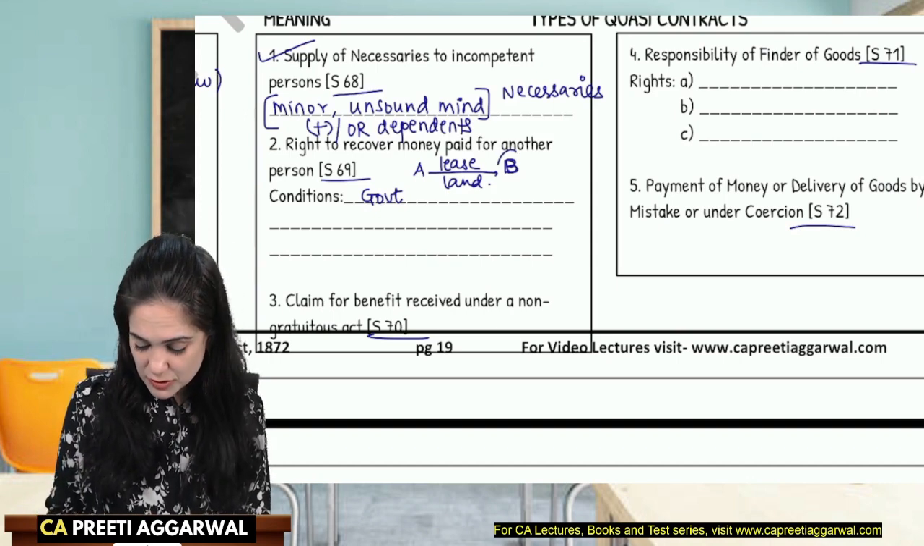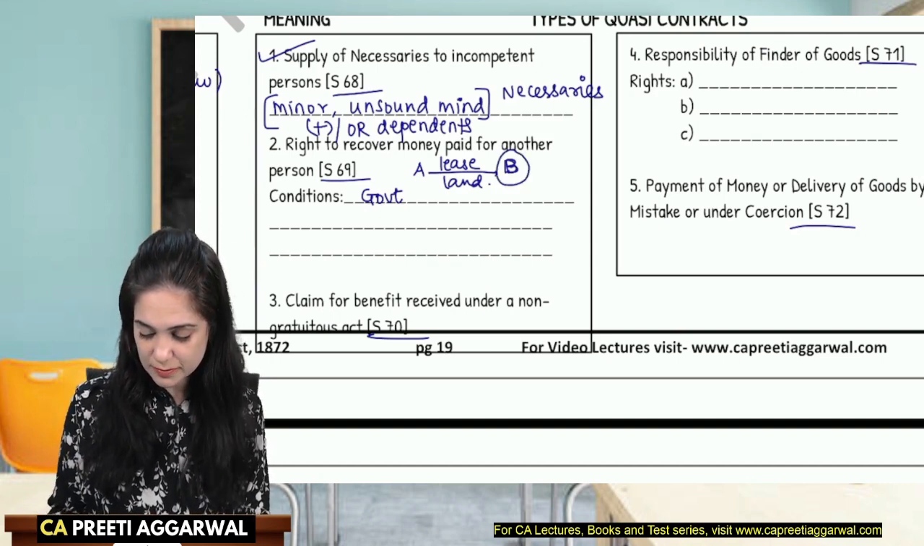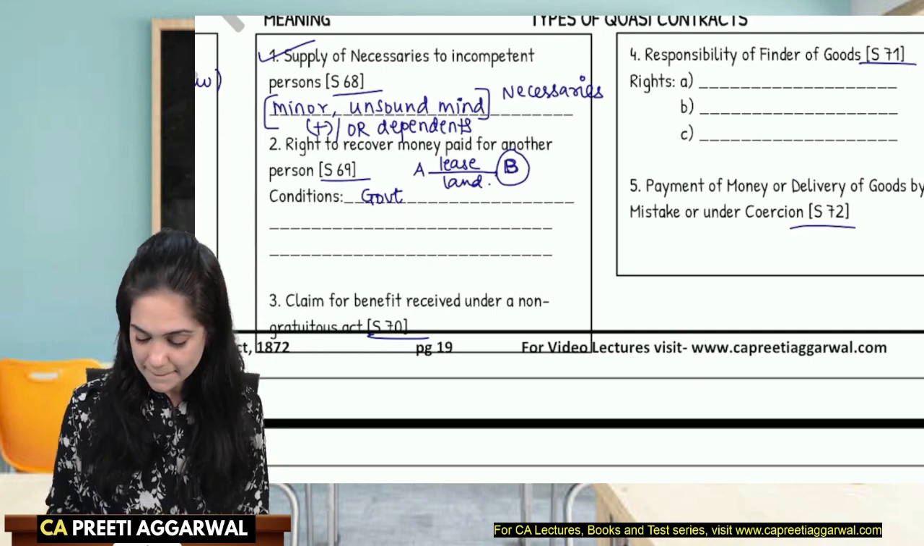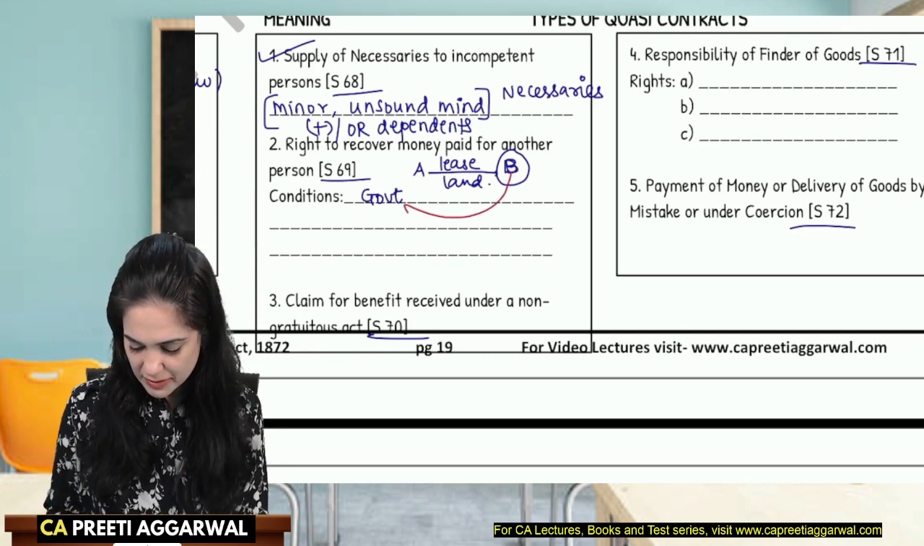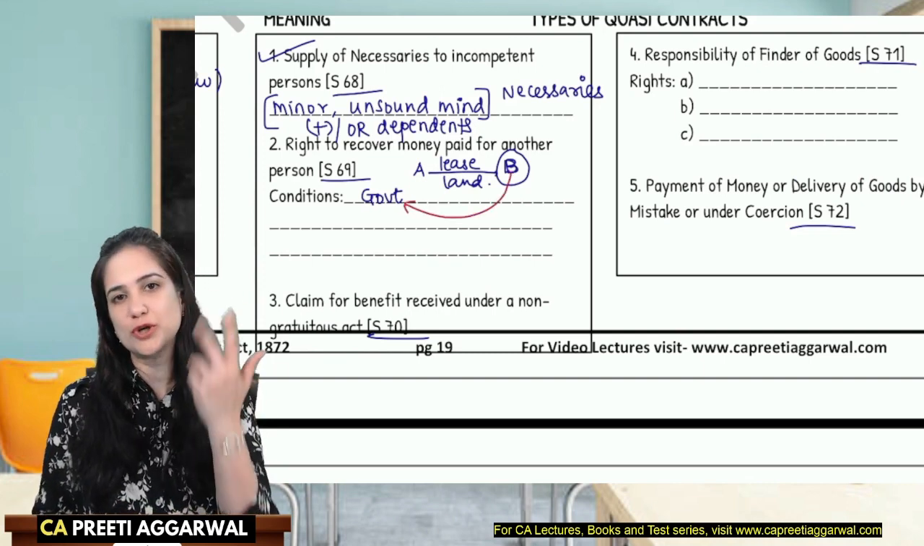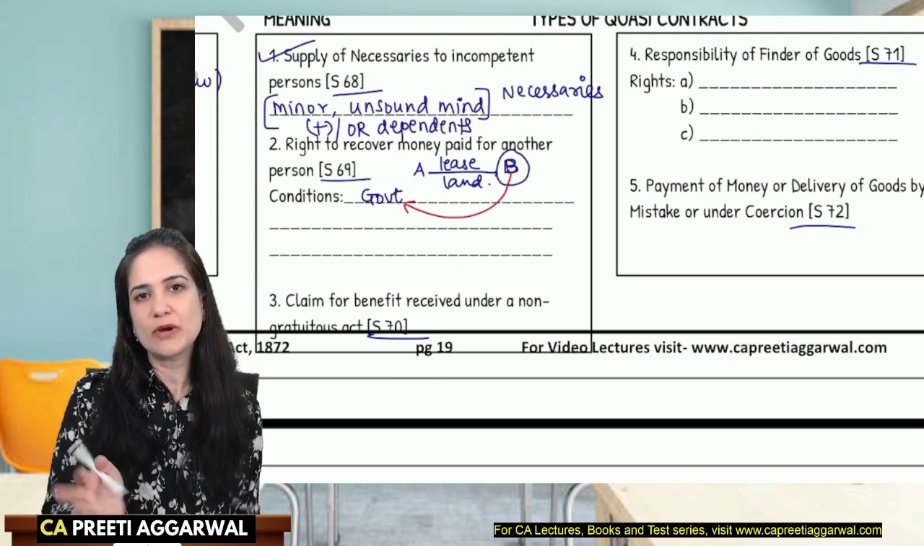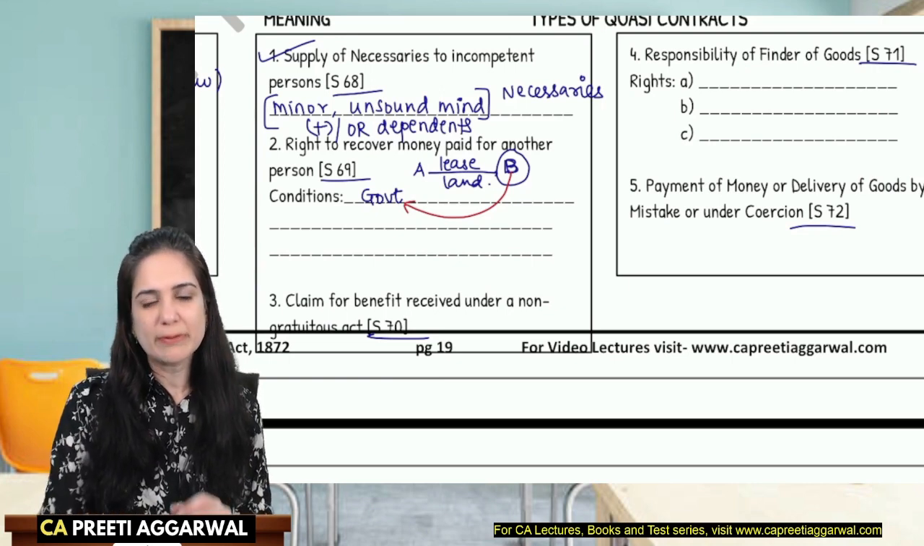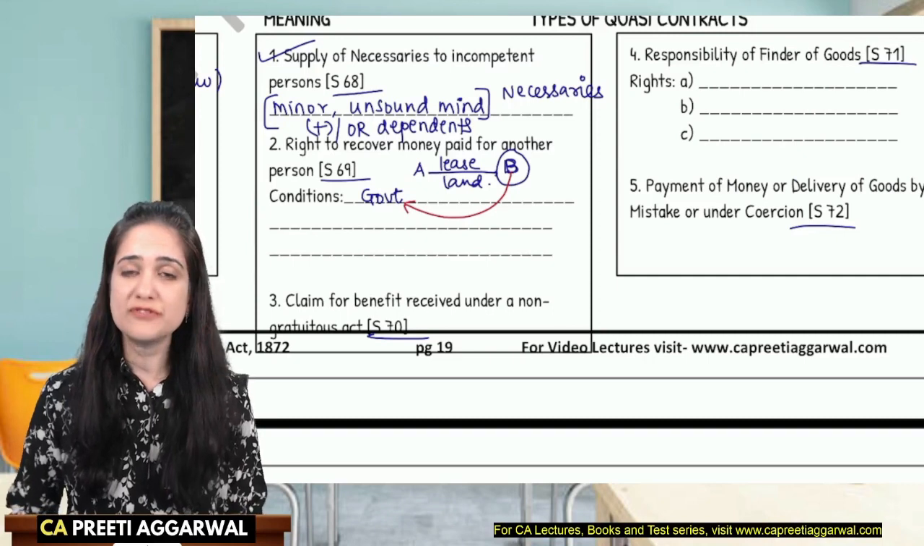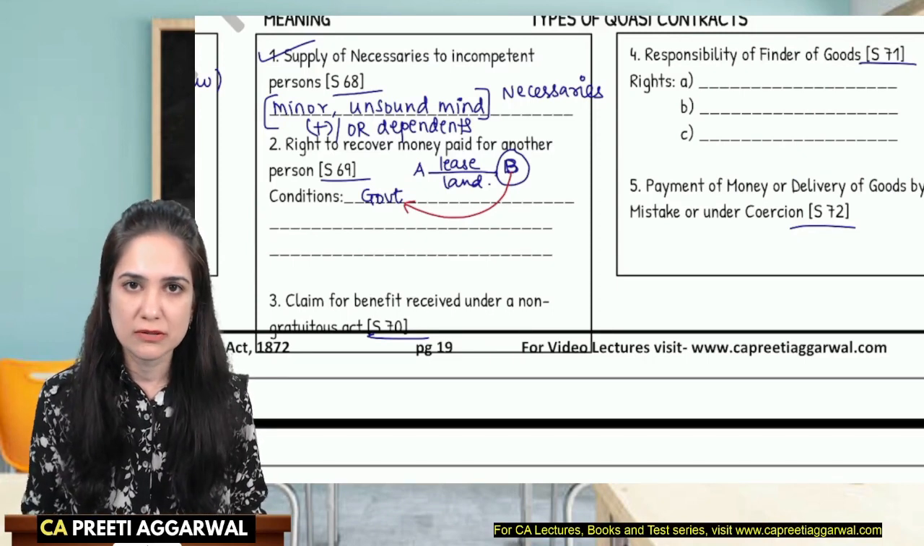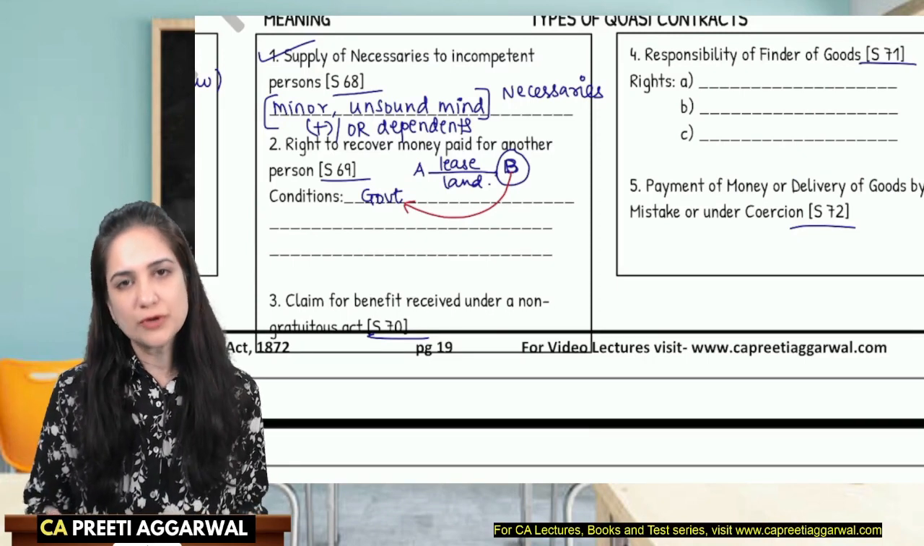So B, in order to save his land, in order to save his lease, pays the taxes to the government on behalf of A. A is enjoying, the tax is paid, and the land is saved. We say, don't enjoy too much. So if somebody else has paid your obligation, it is your duty to reimburse that person.